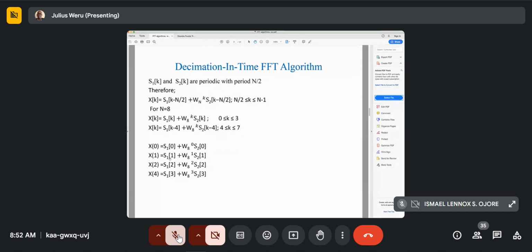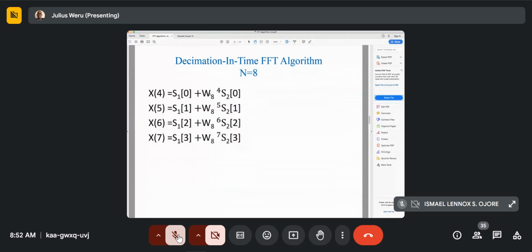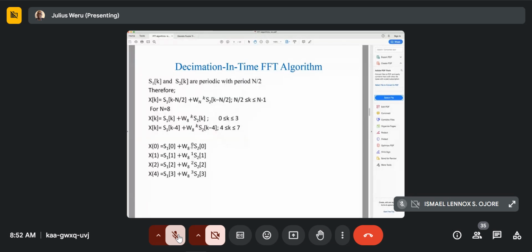I hope you can see the difference. The difference is just the fact that what is changing is this. Everything else just repeats. We are multiplying with different powers of WN, starting with the power of 0, the power of 1, up to the power of k. The best way to look at it is because of periodicity. You're just reproducing the samples again.